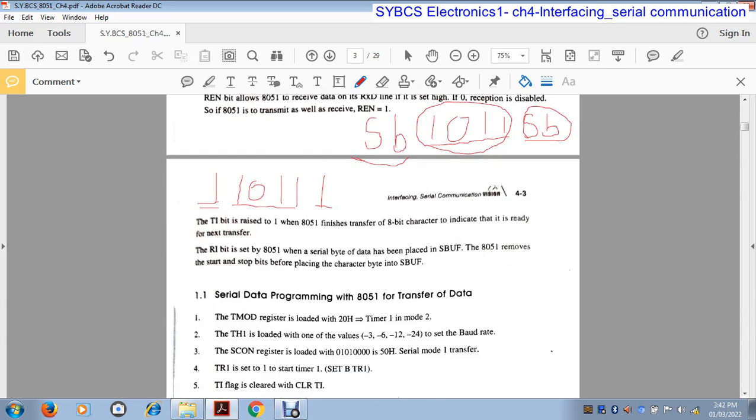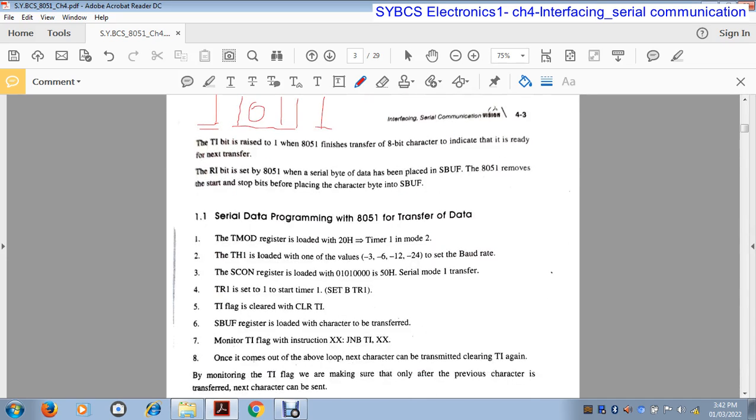Okay, now here are some programming steps for serial communication. Serial data programming with the 8051 for transfer of data. These are the programming steps for transmitting the data. The TMOD register is loaded with the value 20H, so we put the 20H value in the TMOD register. 20H means that timer 1 and mode 2 are used.